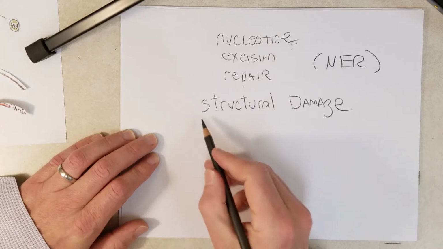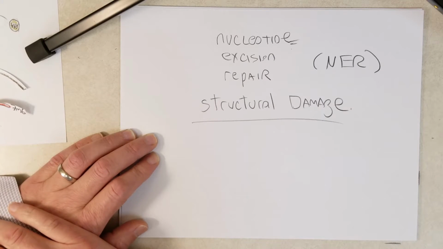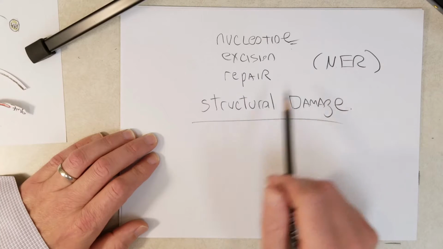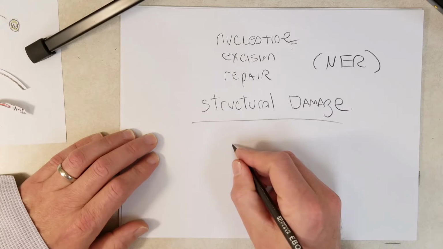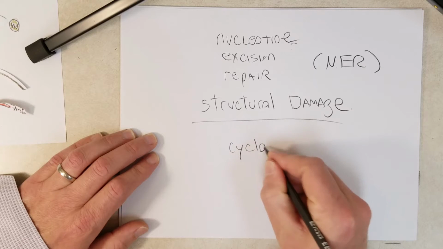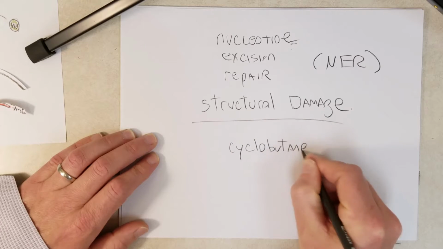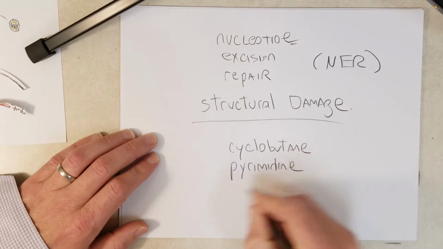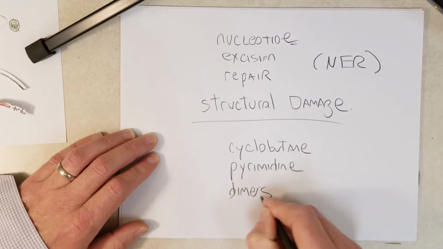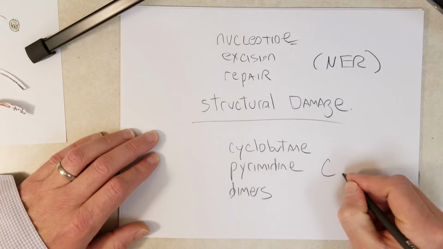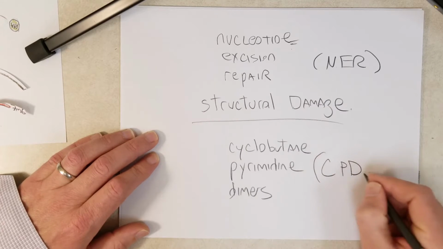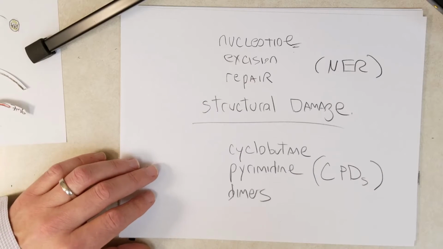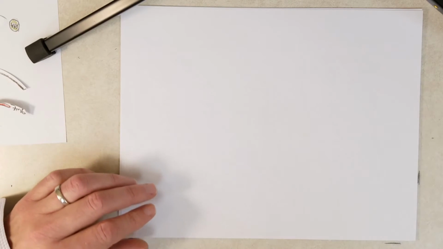So, a type of structural damage that nucleotide excision repair, also called NER, is in charge of is, let's say, cyclobutane pyrimidine dimers. These are also called CPDs. So what are cyclobutane pyrimidine dimers, CPDs?